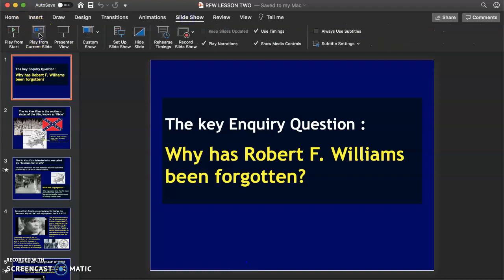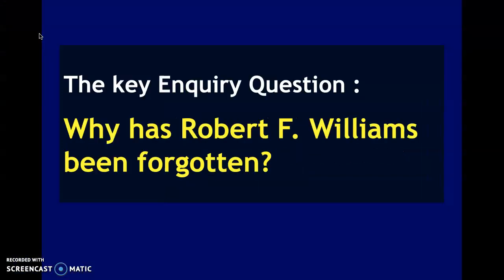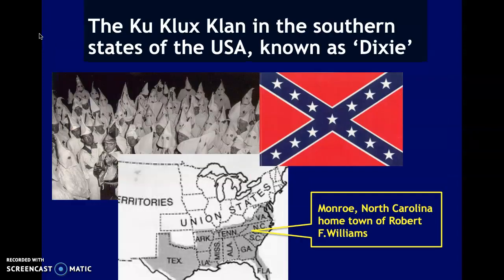Alright, welcome back, Year 8, to your second lesson on the civil rights movement, the African American civil rights movement. Your inquiry question, which was introduced at the very end of last lesson, was why has Robert F. Williams been forgotten? So always have that at the top of your page as we continue through this inquiry. There are only 4 lessons left after this one, so 6 lessons in total.